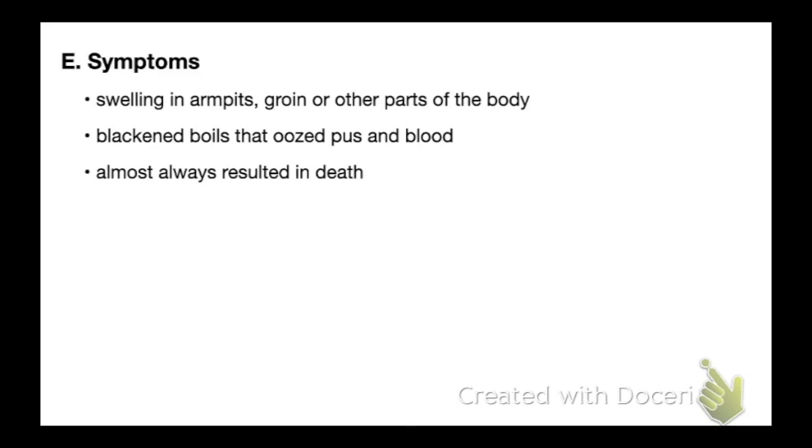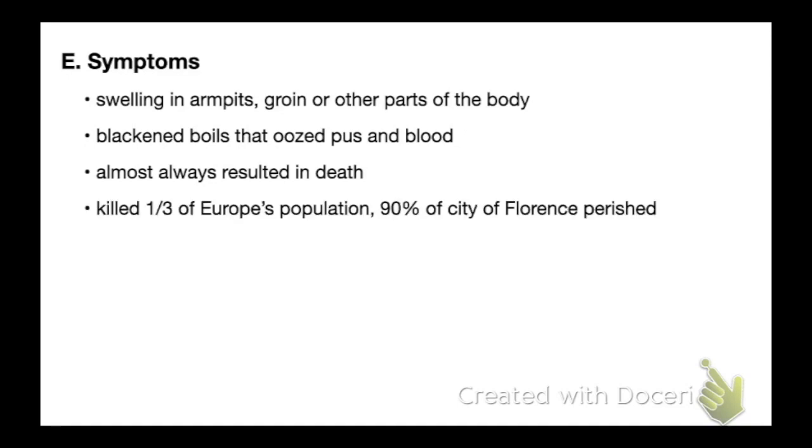The plague was so deadly, like I said, 1/3 of the population died. It almost always resulted in death. If you got it, you were going to die. As compared to the flu, where most people don't die, although the flu does kill people. Coronavirus, most people don't die when they get it. It killed 1/3 of Europe's population, and then this is a staggering number. It killed 90% of the city of Florence. 9 out of 10 people, or 90 out of 100 people, died.